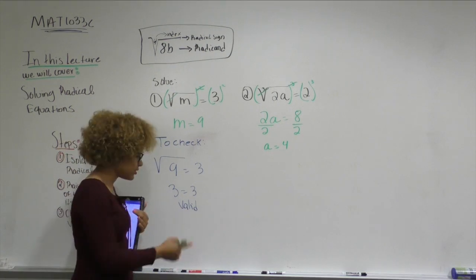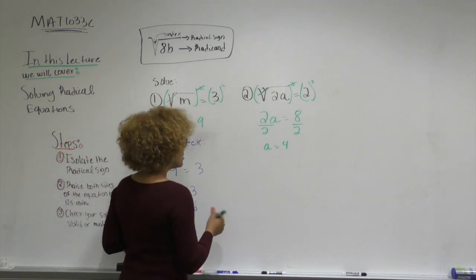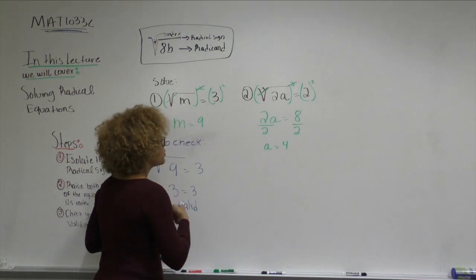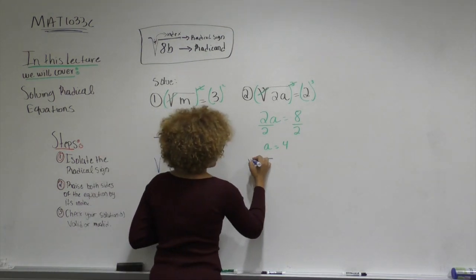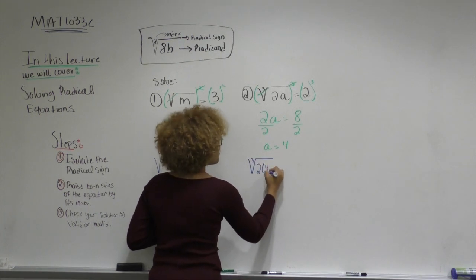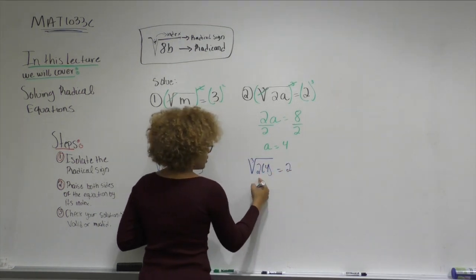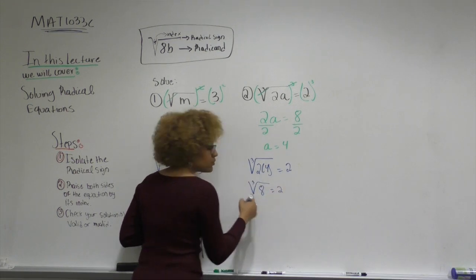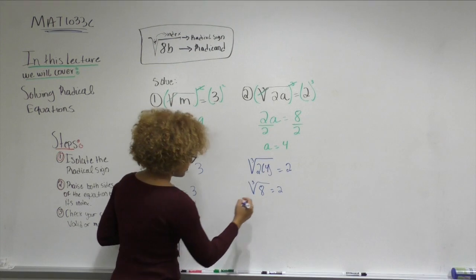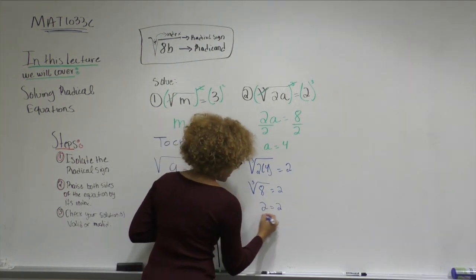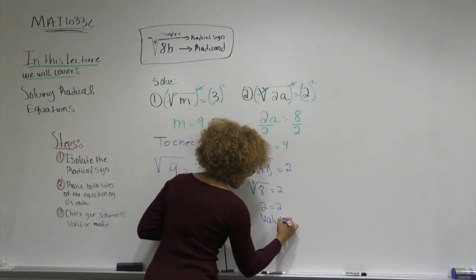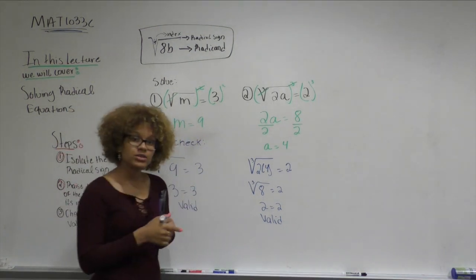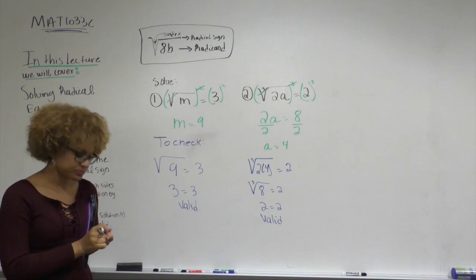Now I need to check if it's a valid or invalid answer. So I'm going to go ahead and substitute the value of 4 for a. The cube root of 2 times 4 equals 2. 2 times 4 is 8. The cube root of 8 is 2. 2 equals 2? Yes, so that's a valid answer. Okay? Let's go ahead and see another example.